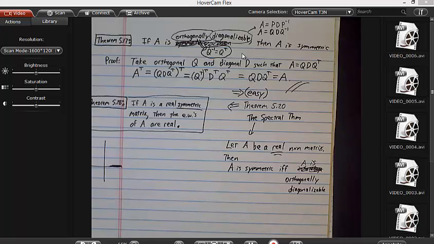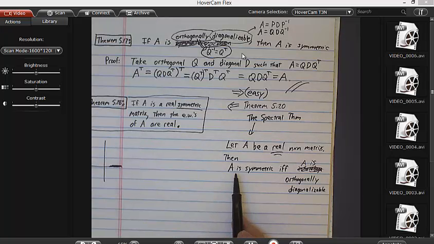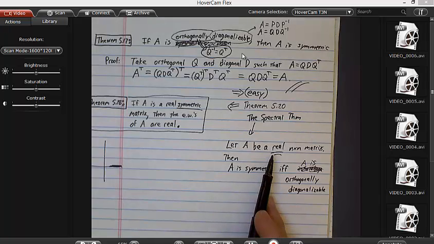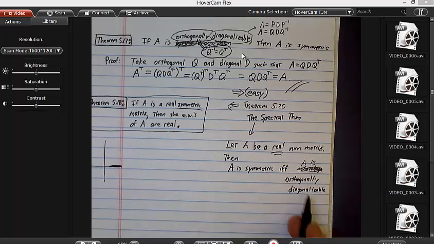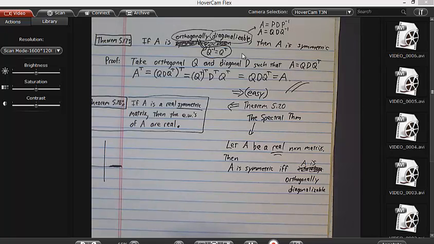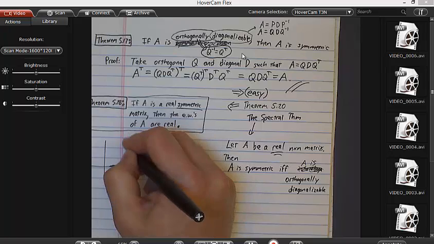So that's a nice theorem to know, especially because we're saying we're going to have real symmetric matrices. And then we're going to try and come up with this decomposition. So, the proof?